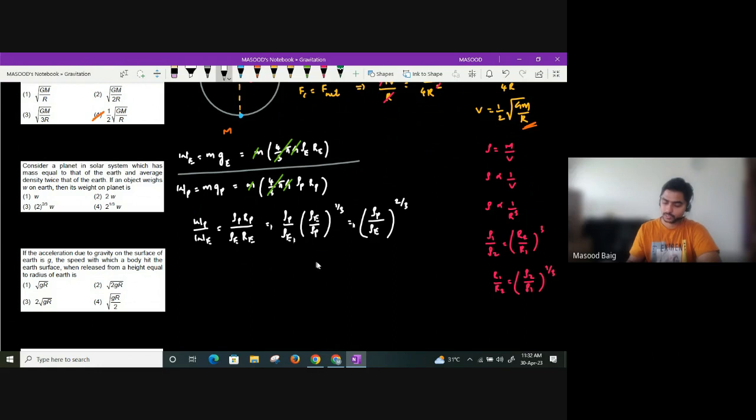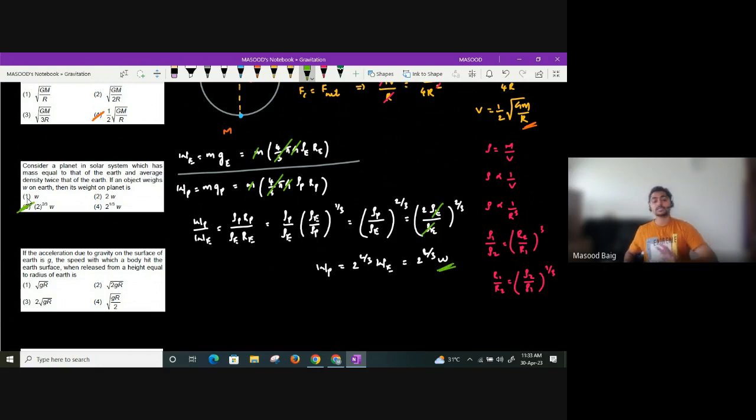So what is the weight on the planet they're asking? So weight on the planet will be, what is density of the planet, guys? It is given as 2 times the density of Earth divided by density of Earth, whole power 2 by 3. So I'll get it as 2 power 2 by 3, right? So what will be the weight on the planet? It will be 2 power 2 by 3 times the weight on the Earth, which is 2 power 2 by 3 times of W. I hope it is clear.